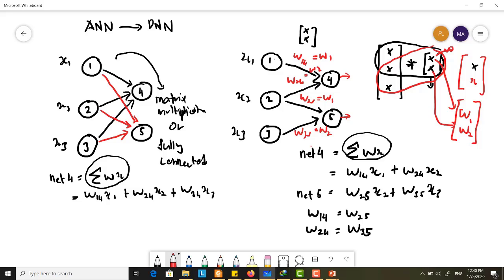So that is also one of the advantages. Besides reducing the number of Ws, it is also called parameter sharing, meaning that to find net 4, you are using the same parameters W1 and W2 that are also used to find net 5. That's why I put here W14 is equal to W25, which is my W1, and W24 is equal to W35, which is my W2. So it's parameter sharing, and you also gain some advantage in terms of memory.